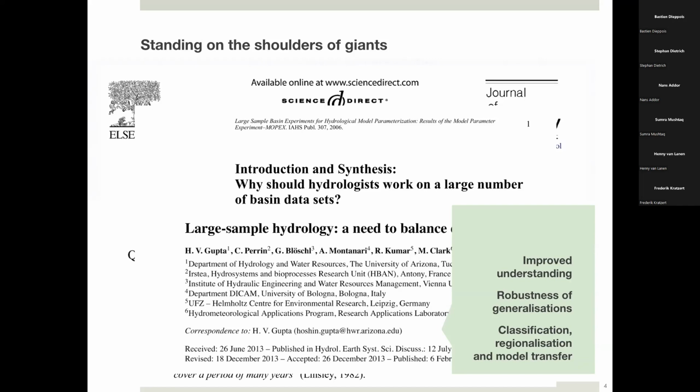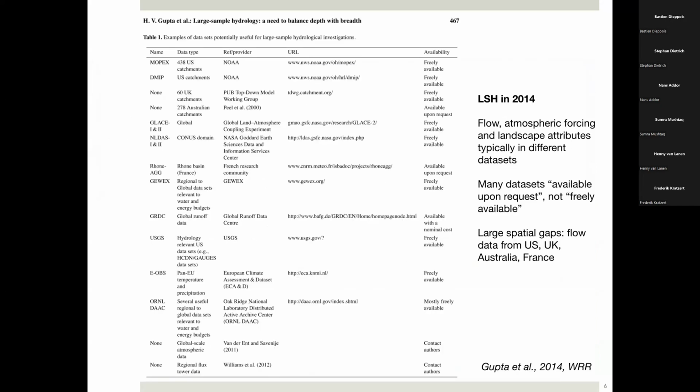And this makes common sense. It's fairly intuitive in a way. And in a way, I'm preaching to the choir, because I guess many of you are already working with large samples of catchments. But I think it's still useful to go back to these papers to gauge how much progress has been made. And this is actually a good example. It's a table that comes from the Gupta et al. paper of 2014 that I just mentioned, giving examples of data sets that are potentially useful for large sample hydrology.